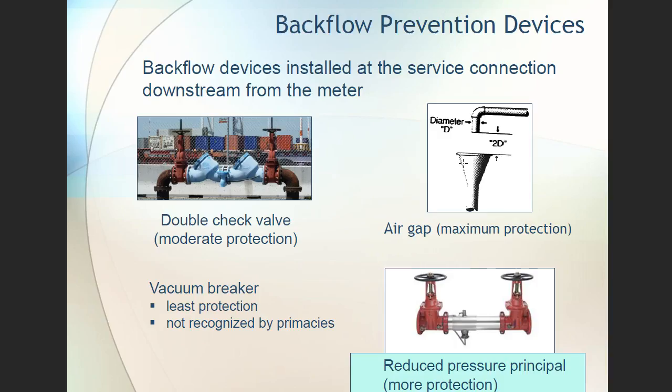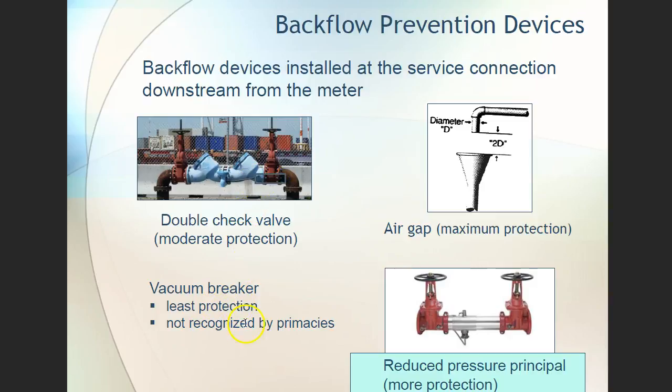Backflow prevention devices. Backflow devices are installed at the service connection downstream from the meter. We see these in the cities and the urban areas. These are backflows. This is a double check valve. It could be a pressure reducing principal valve like this one, but this is kind of a rare one. Most of them actually look like this. But it's a moderate amount of protection.